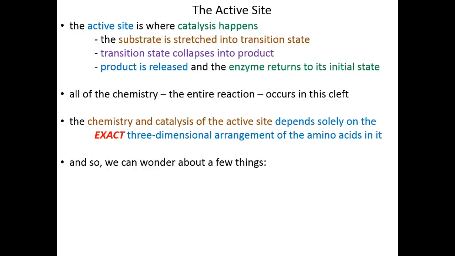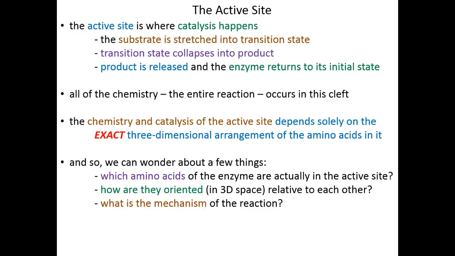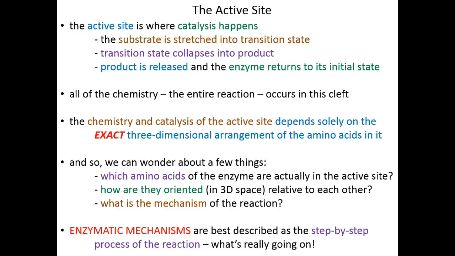And so this leads us to wonder about a few different things. First, if the side chains and their orientation in the active site makes all the difference, what are the amino acids that are present in the active site? What are those amino acid side chains? What are the three-dimensional orientations of those side chains with respect to one another? And what is the mechanism of the reaction? In other words, what are the steps of the reaction? What happens first? What happens next? How do we get to transition state to eventually form product?